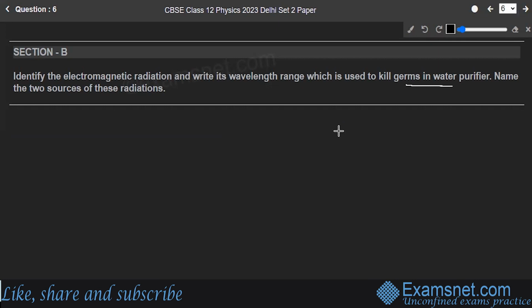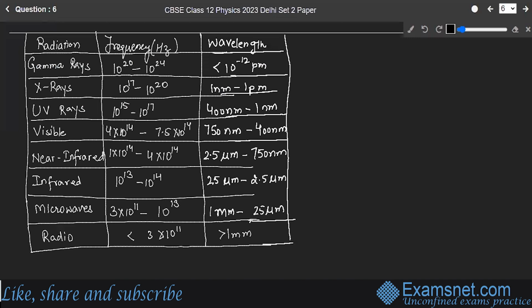Name the two sources of these radiations. So the entire range of the electromagnetic spectrum is divided into the rays, which are given over here. You have the radio waves, microwaves, infrared, near infrared, visible, ultraviolet, X-rays, and the gamma rays. This table shows their frequency and the wavelength, like how they are increasing and decreasing. Using this table, according to the question, UV radiations are used to kill germs in water purifier.